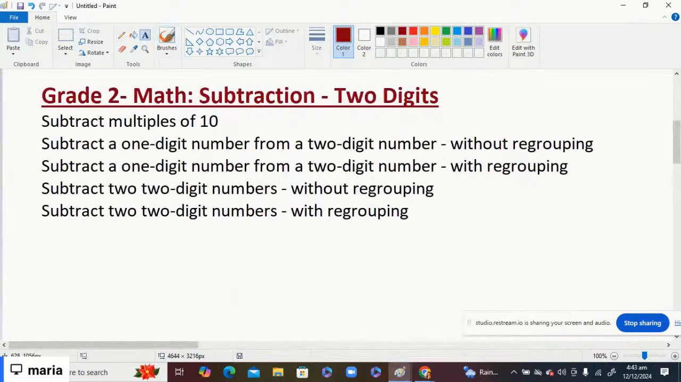Hope you guys understand this lesson as well. So today we discussed grade 2 maths. The chapter name is subtraction of 2 digits, and these are all the lesson names. Subtract the multiples of 10, subtract a 1-digit number from 2-digit numbers, subtract a 1-digit number from a 2-digit number with regrouping, then subtract 2 two-digit numbers, and subtract 2-digit numbers with or without regrouping.